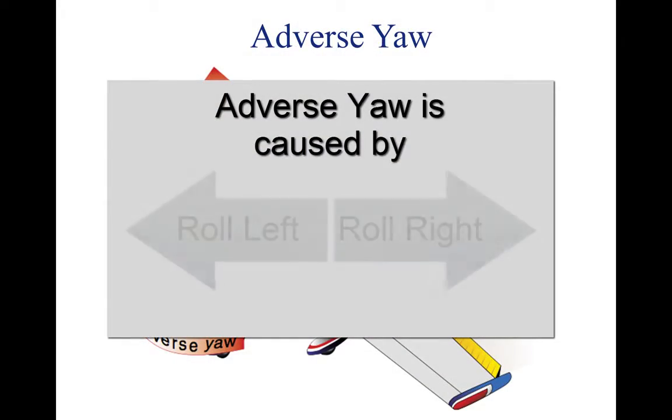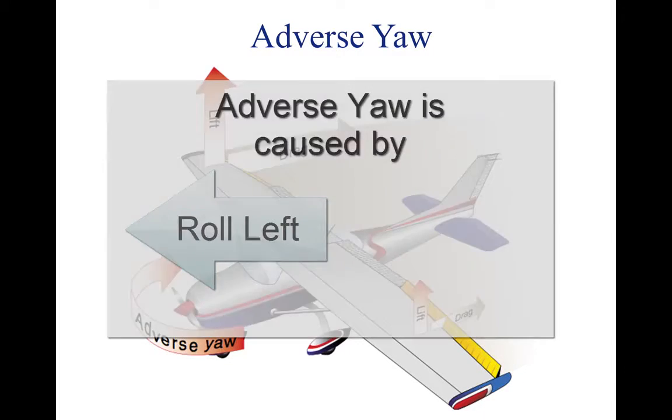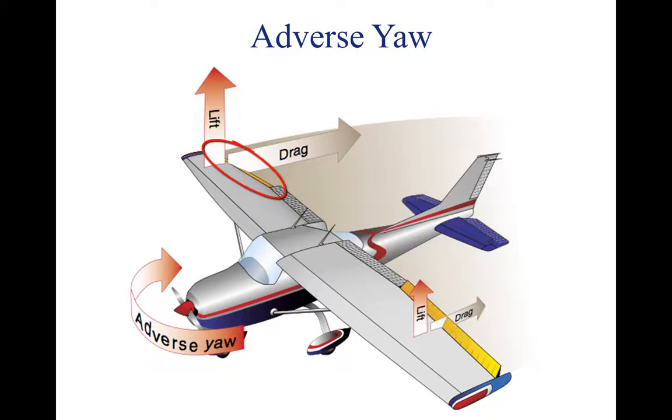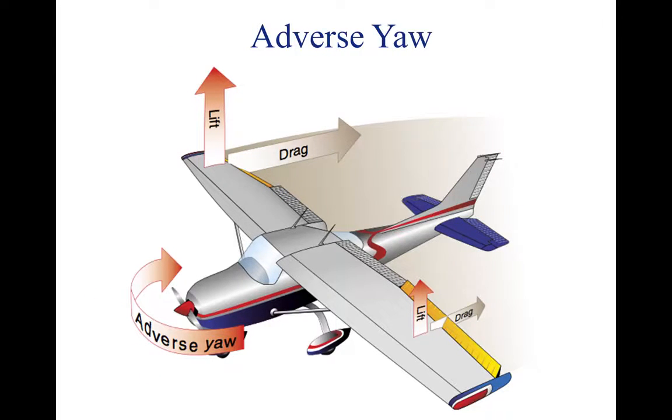Adverse yaw is caused when a plane rolls to the left or right. In a roll to the left, as illustrated by the picture, the right aileron moves down to provide more lift and roll the airplane to the left. During this process, the aileron also produces more drag. As a result, the plane yaws toward the raised wing, or to the outside of the bank as seen by the pilot. The pilot must apply rudder pressure to account for the adverse yaw. This effect is magnified at slower speeds because of the decreased effectiveness of the vertical stabilizer and rudder.